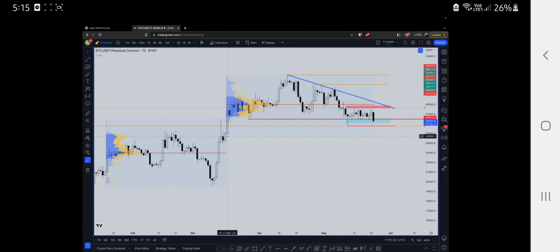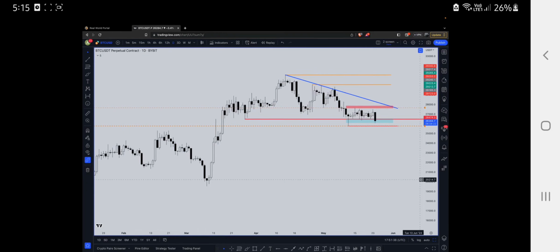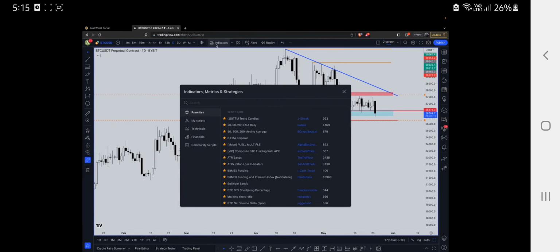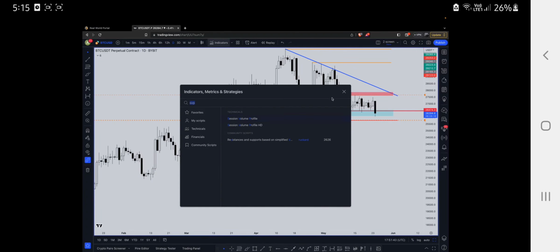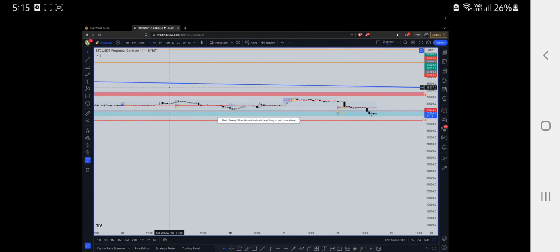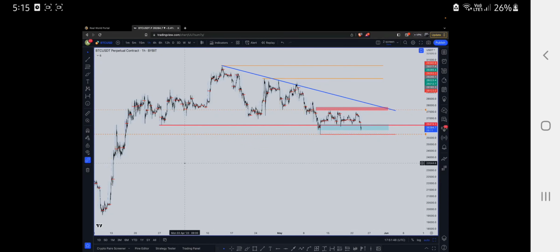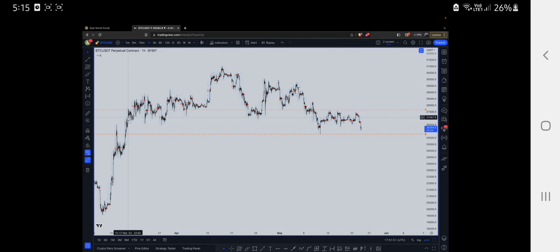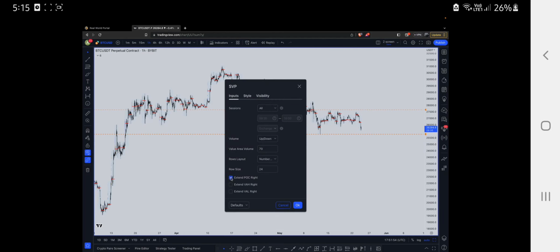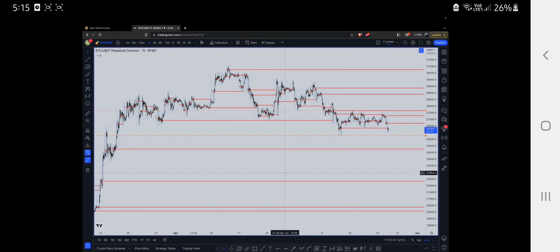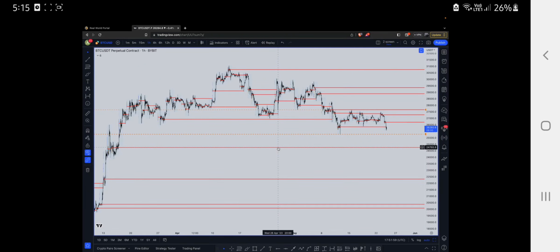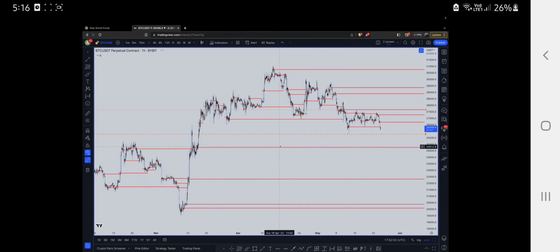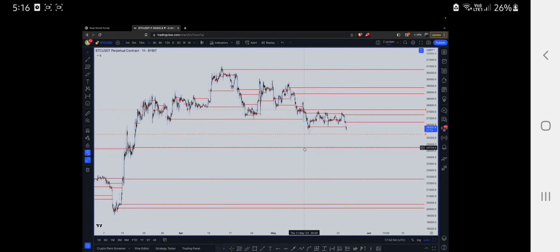There's probably a naked point of control over there somewhere that was untested. I prefer those. Let me see if there's any of those. There's one. 24765. There's an untested, a naked point of control. That could be a place to look at for a reaction.